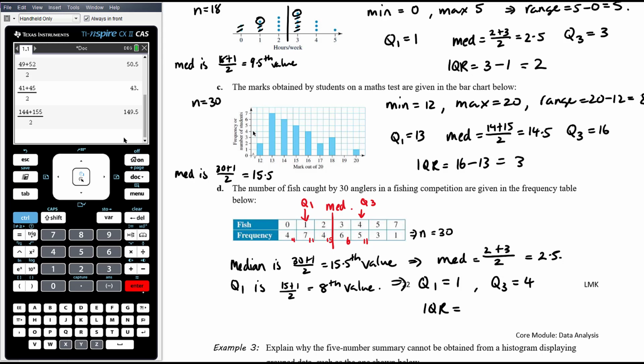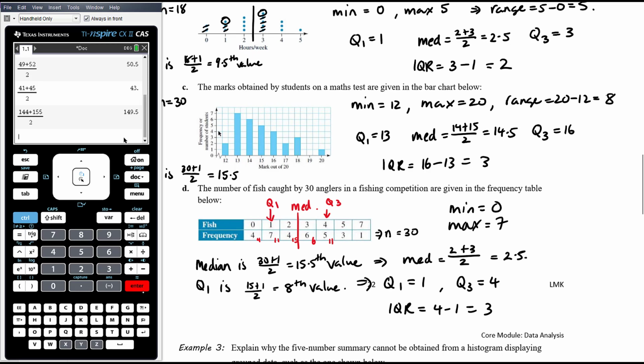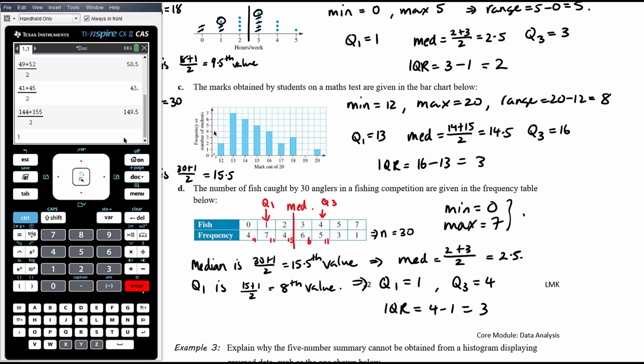Interquartile range, therefore, is 4 minus 1, which is 3. Let's also do our minimum, which is clearly going to be 0. The smallest number of fish you can catch is 0. The biggest is 7. Not the biggest number you can catch, but the biggest that were caught in this competition. And so then the range is 7 minus 0, which is 7.